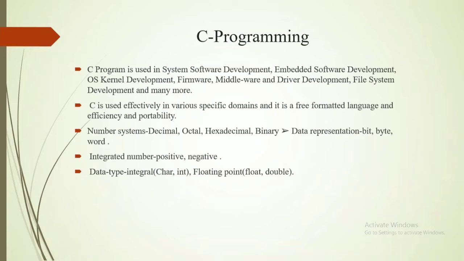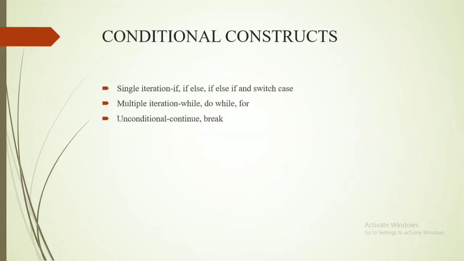Number systems in C programming include decimal, octal, hexadecimal, and binary. Data representation is in the form of bit, byte, and word. Integer numbers can be positive and negative. The data types are integral, which can be character and integer, and floating point, which is float and double.